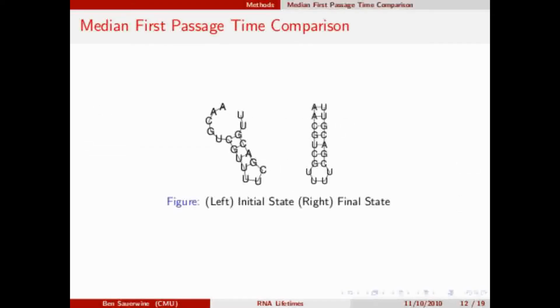To test our median first passage time algorithm, we selected a short sequence and chose a metastable structure on the left and its minimum free energy structure on the right as a destination state. This is in fact the same short sequence you saw earlier in the diagram of the 100 most stable structures and the barrier tree for a short RNA.